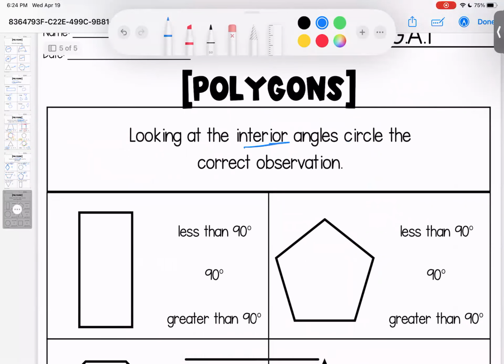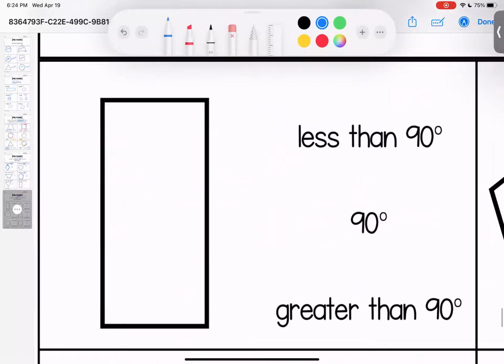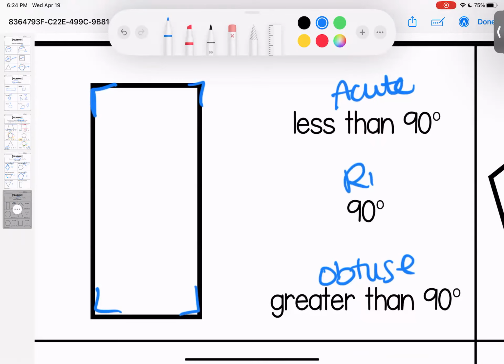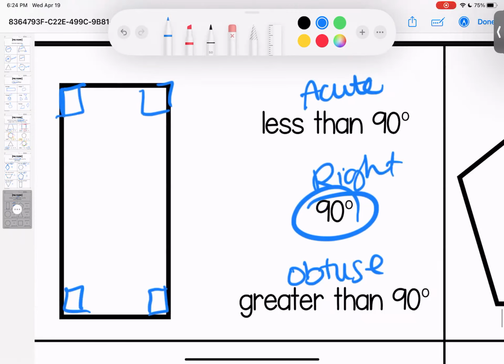Last page, we're looking at the interior. This means inside angles. Circle the correct observation. So fancy, fancy, schmancy. What do I see when I look inside? These little angles, are they less than 90 degrees or greater than 90 degrees? Or 90 degrees on the nose. So this is our acute little grandma pinching our cheeks. This is the obtuse vacation one, or the right way to sit at the dinner table. These are all right angles. They are all right angles.